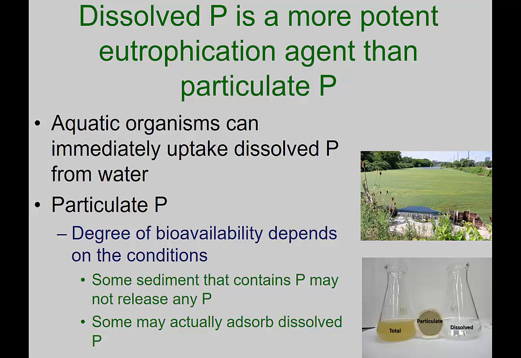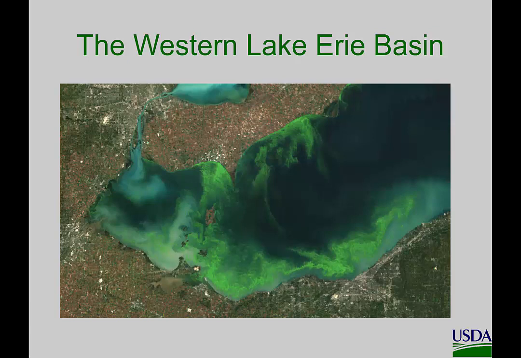And it is that dissolved phosphorus that's given us problems now in the Western Lake Erie Basin. We're losing more dissolved phosphorus even though the total phosphorus has stayed the same. And it hits that water body and this happens.